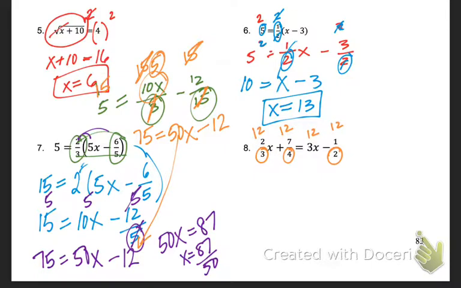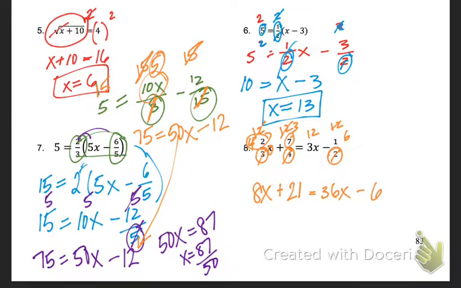I'm going to multiply everything by 12. 12 over 3 reduces to 4. So I've got a 4, 2, and an x, so 8x. Reduces to 3. 3 times 7 is 21. 3 times 12 is 36x. And 6 minus 6.